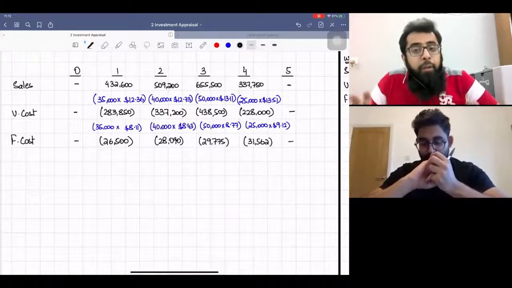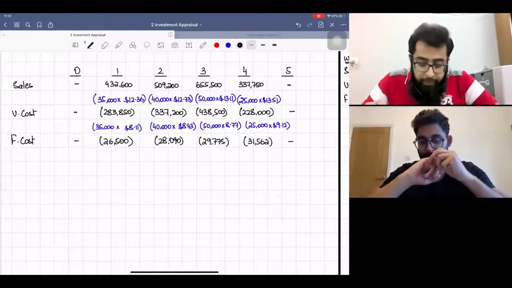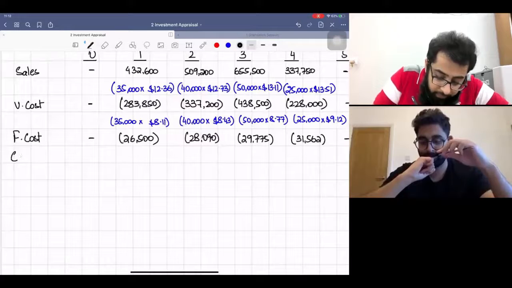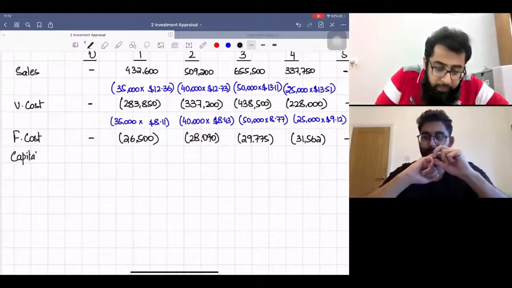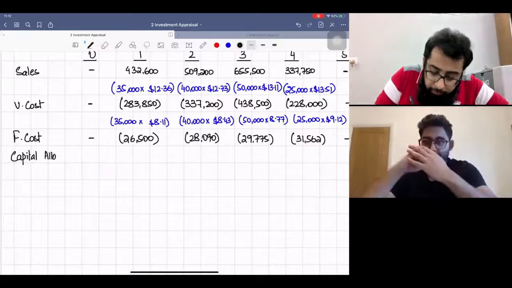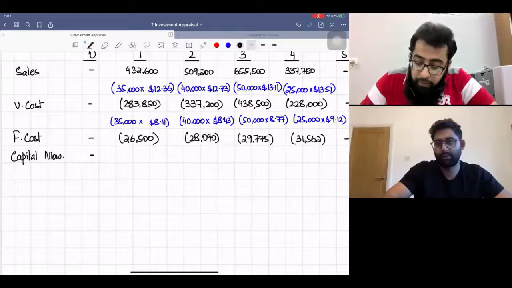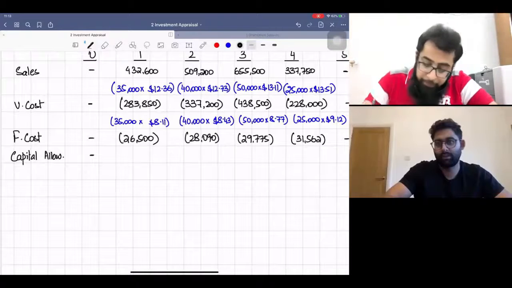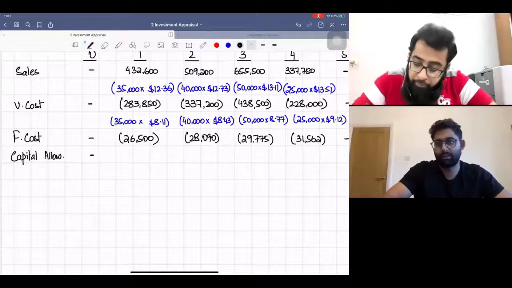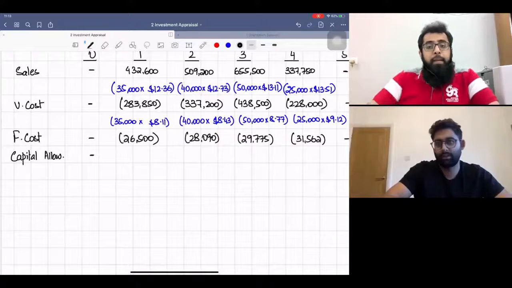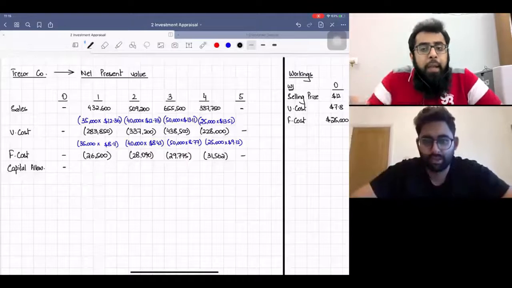Okay, so now what you have done is that you have just recorded the operational cash flows, like sales, variable cost, fixed cost. Now what you will include is the impact of capital allowances. Now the question is: is capital allowance a relevant cash flow? Tell me, yes or no?